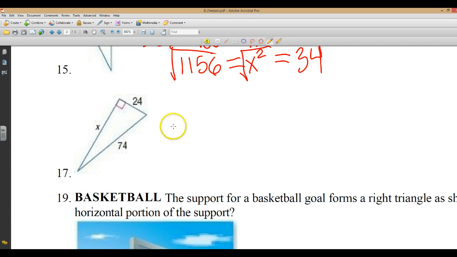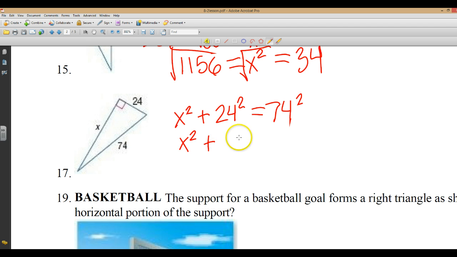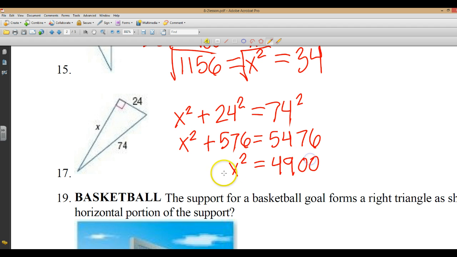On number 17, we would have our leg squared plus our other leg squared equals hypotenuse squared. 24 squared is 576. 74 squared is 5,476. And if I take the difference of those two numbers, I get 4,900, and the square root of that is 70.